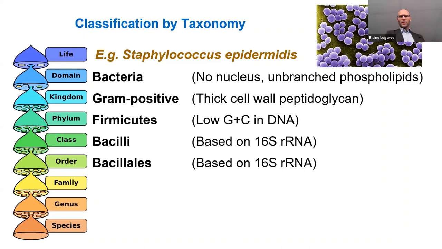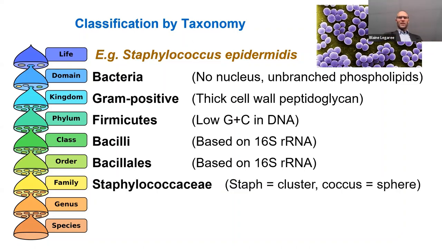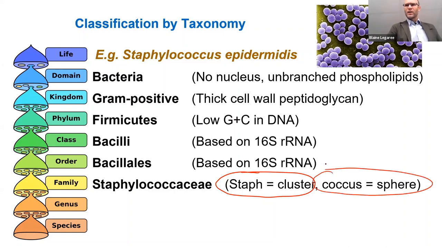So what family are they in? They are in something called Staphylococcaceae, I guess that is. So staph, you can see, means cluster. And coccus means sphere. So the cells are all spheres, and they're clustered together kind of like this. They look like a little bunch of grapes.